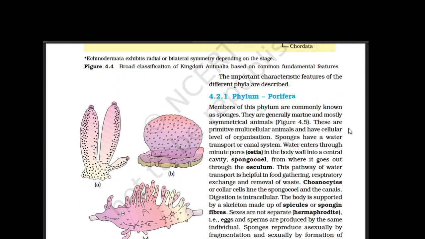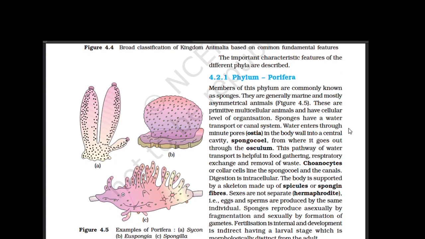First, we will start with phylum Porifera. Members of this phylum are commonly known as sponges. Another name of poriferans is sponges. They are generally marine and mostly asymmetrical animals. These are primitive multicellular animals. Most important point is that they are multicellular animals and have cellular level of organization.